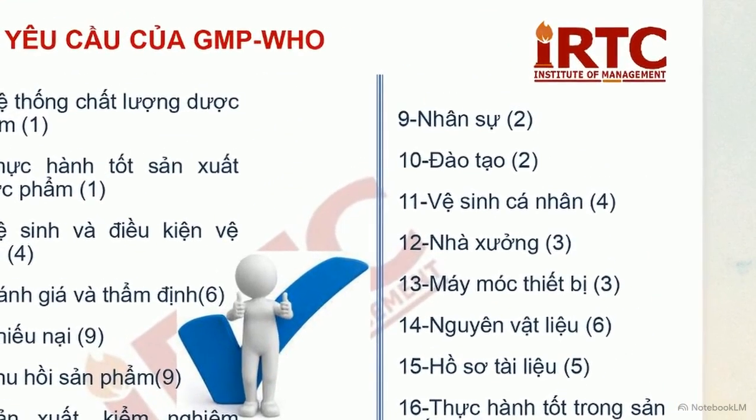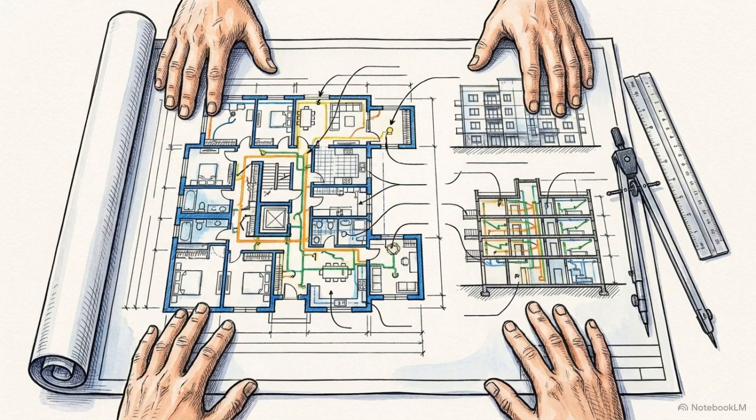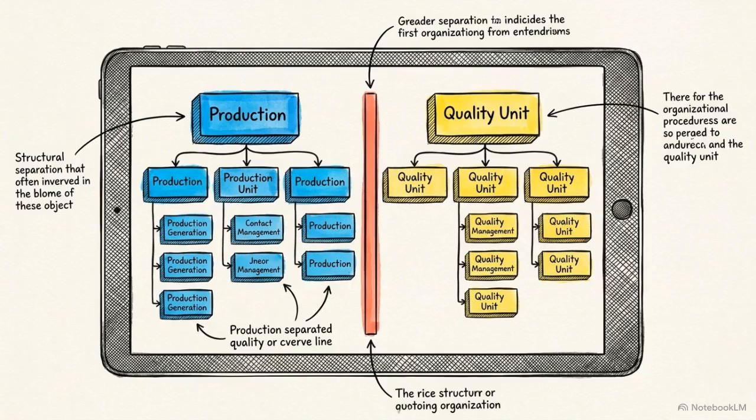To begin your blueprint, you will need an organizational chart, a floor plan, and an equipment list. We will apply the rules for personnel, premises, and equipment directly to these documents. Translating these principles into a physical blueprint is the first step towards systematic production safety. Begin with your organizational chart.